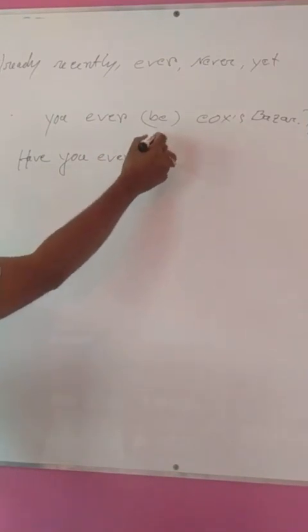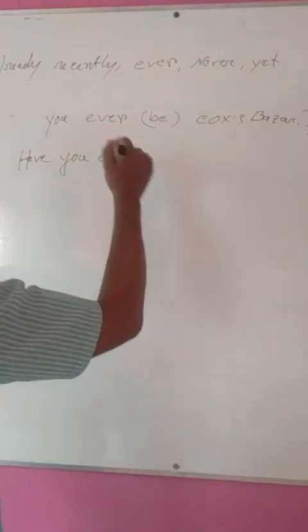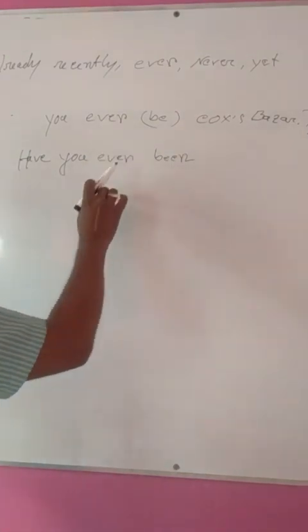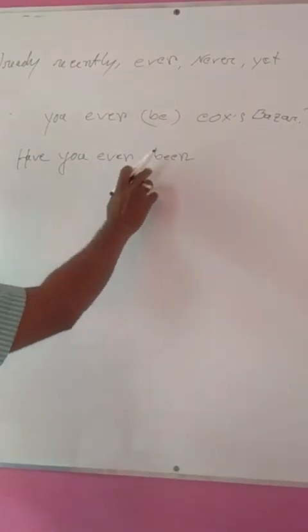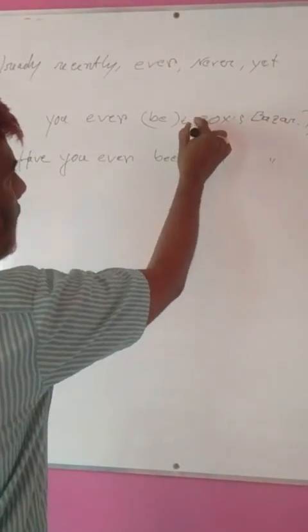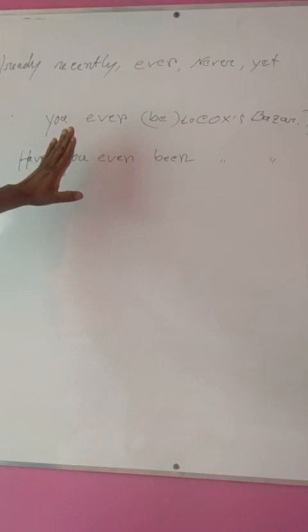Have you ever, be here is the main verb. So what is the participle form of be verb? We know that been, the participle form of be is been. So we have to write been from be. Have you ever been to Cox's Bazar? What is the meaning of it in Bengali? We know well that the meaning of this sentence is, তুমি কি কখনো কক্সেস বাজার গিয়েছো? So friends, if we get words like these in any sentence, then we can easily understand that this is the present perfect tense.